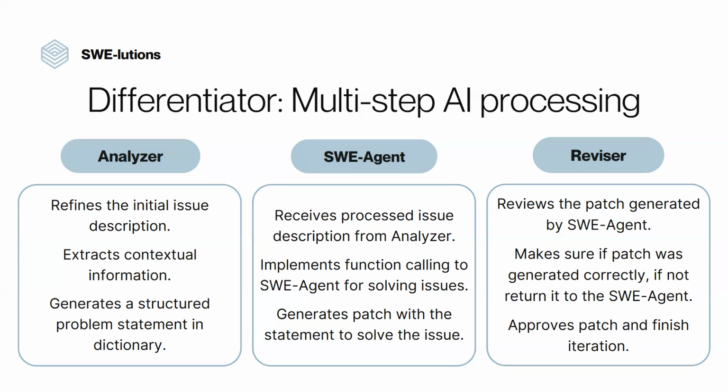And after the patch is generated, it's going to send the patch to a third agent, which is called the reviser. And this reviser is going to approve the patch or not approve it. And if it doesn't, it's going to go back to the SWE agent in order to make a different patch.